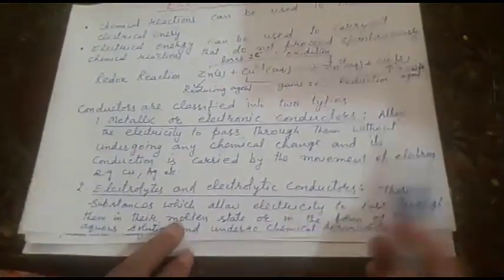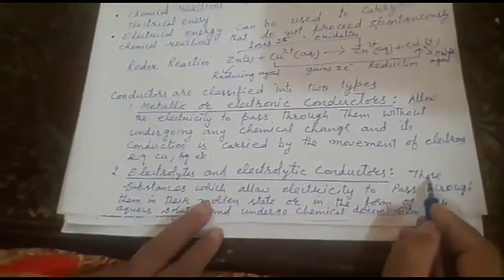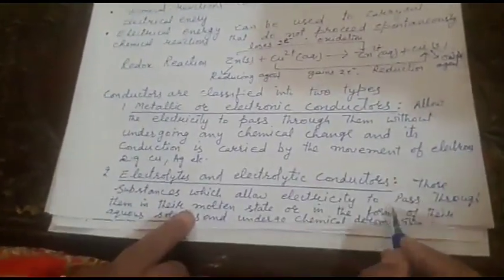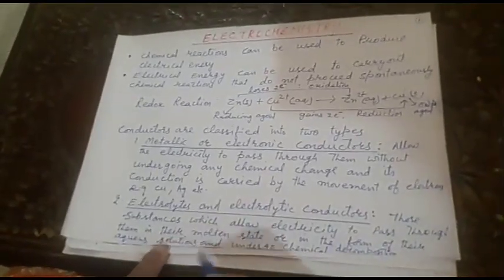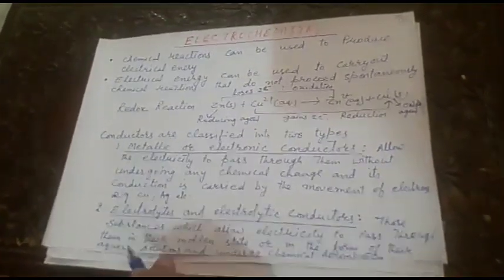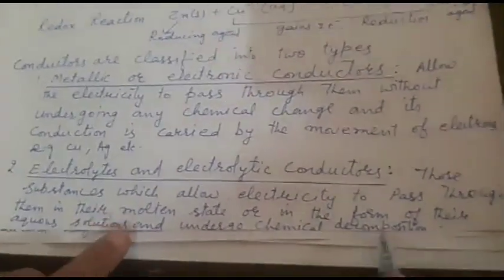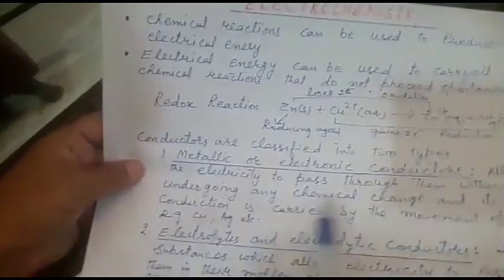Next are electrolytes and electrolytic conductors. Electrolytic conductors are those substances which allow electricity to pass through them in their molten state or in the form of their aqueous solutions and undergo chemical decomposition, and conduction is carried by the movement of ions. So you have understood that in metallic conductors it is the movement of electrons, and in electrolytic conductors it is carried by the movement of ions. That's the difference.